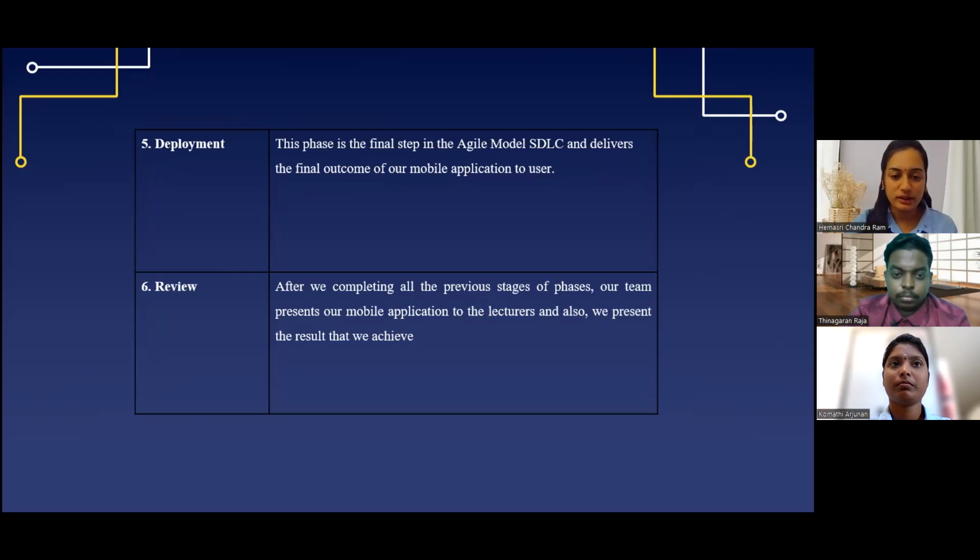Next is deployment. This phase is the final step in the Agile model SDLC, and it delivers the final outcome of our mobile application to the user. Eventually, this is the last phase of the Agile development cycle. We review the project. After completing all the previous phases, our team presents our mobile application to the lecturers, and we also present the results that we achieved. That's it for methodology. Next.